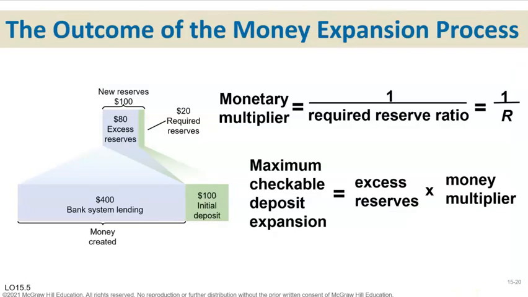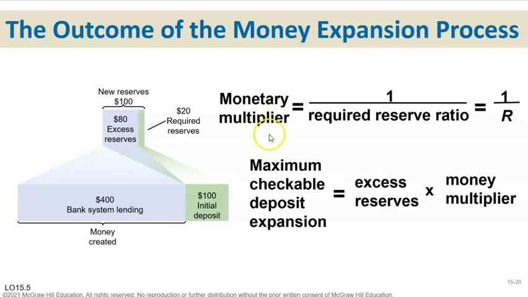This multiplication that happens between an initial change in deposits or reserves to an ultimate change in the total change in the money supply is called the monetary multiplier, or you'll sometimes see it called the money multiplier, and that's normally what I call it. Monetary means money, so same thing.